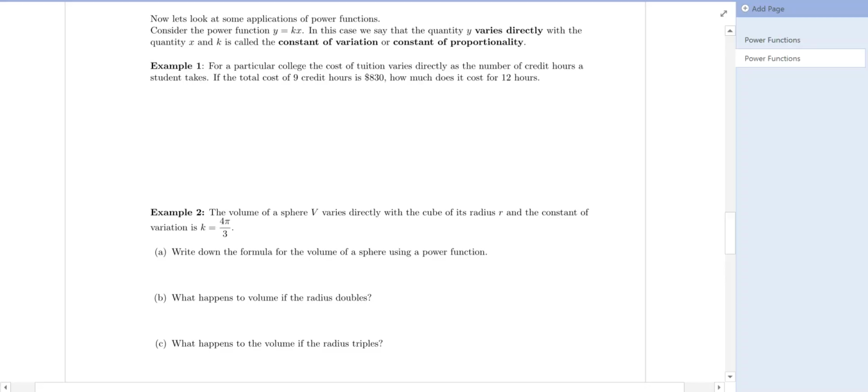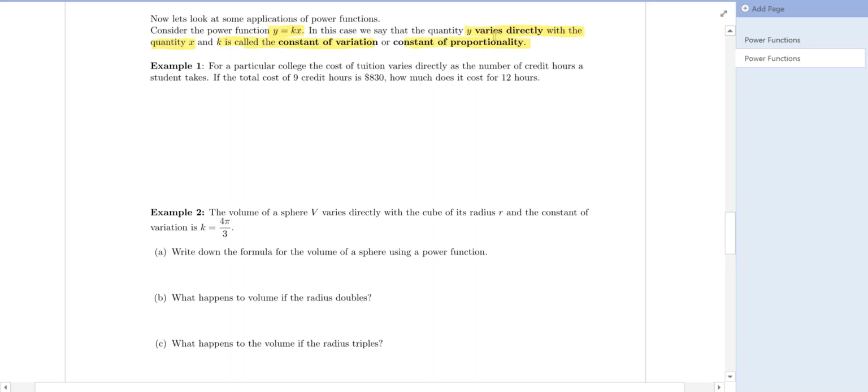So consider the power function y equals k x to the p. Here p is 1, and this is just a linear function. So this means that all linear functions with y-intercept 0 are power functions. In this case, we say that y varies directly with the quantity x. So if we have y equals k times x, we say that y, the output, varies directly with the input x, and k is called the constant of variation or constant of proportionality.